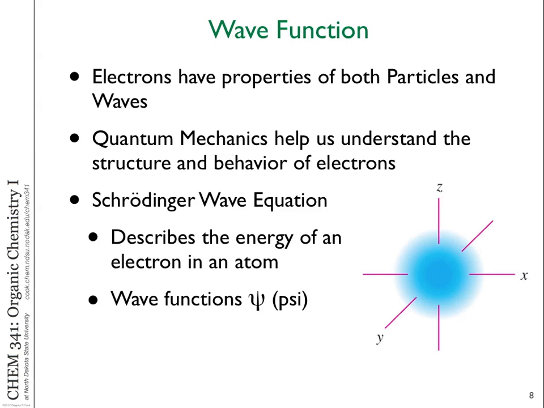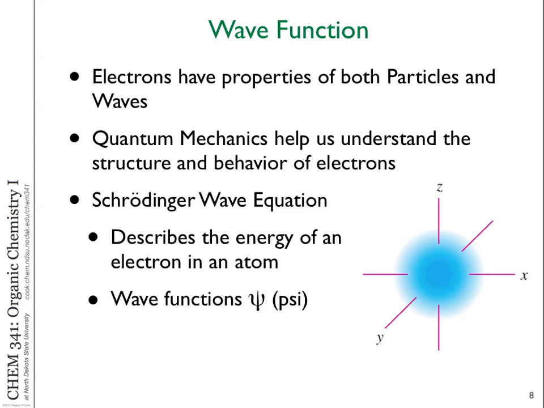We describe electrons as having properties of both particles and waves. It depends on how you're looking at it. We know that we can describe the energy of an electron using quantum mechanics and quantum physics. And that was described by Schrodinger. So we have the Schrodinger wave equation.